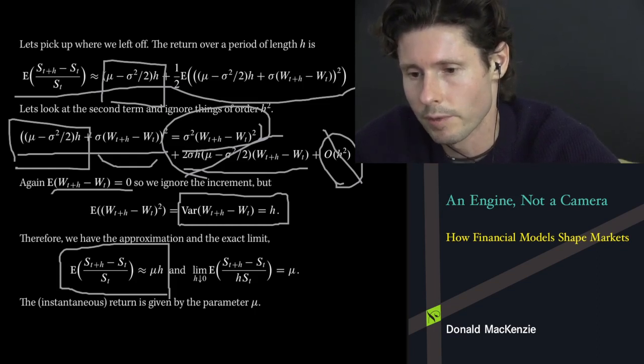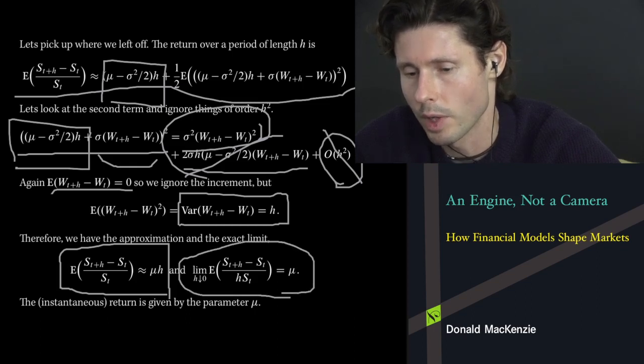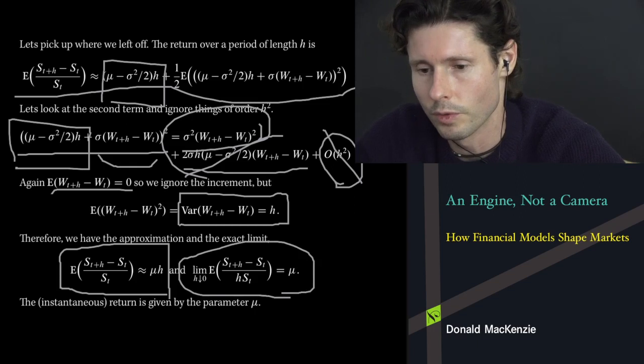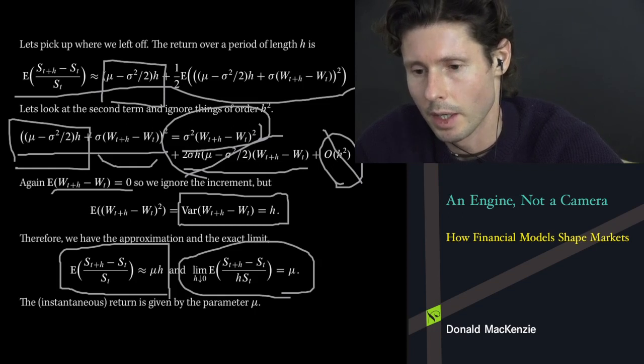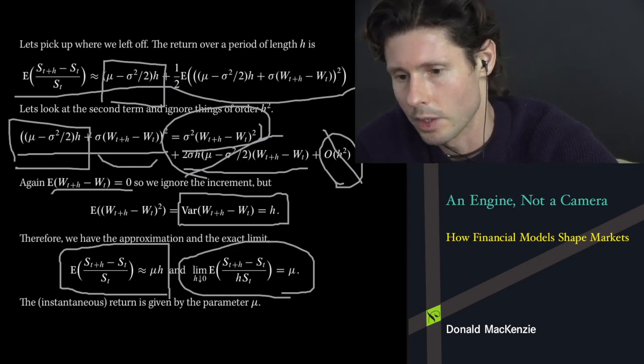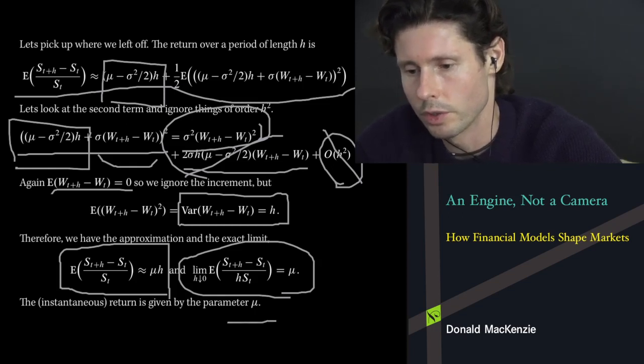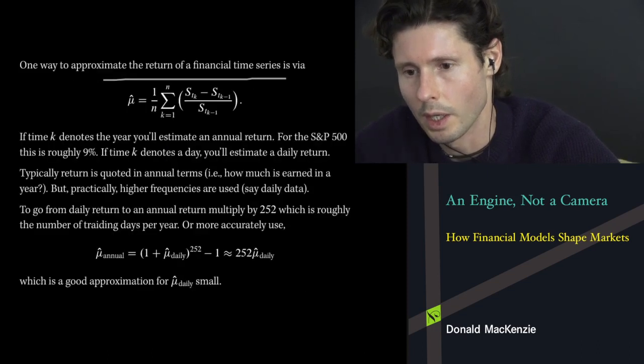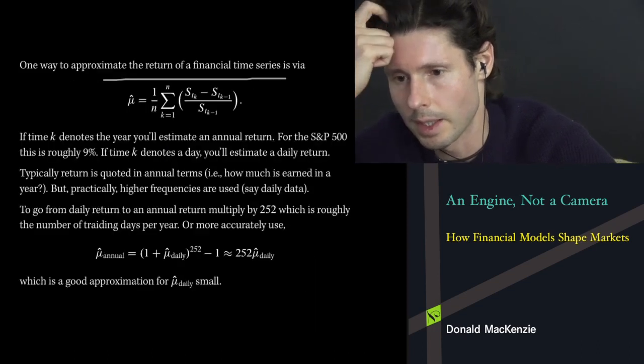And this formula, in fact, becomes exact if you take h down to 0. So that's what I've done on this side. And so for small windows of time, we can kind of justifiably attribute the return to this parameter mu. And we're going to look now at what we do with empirical data.